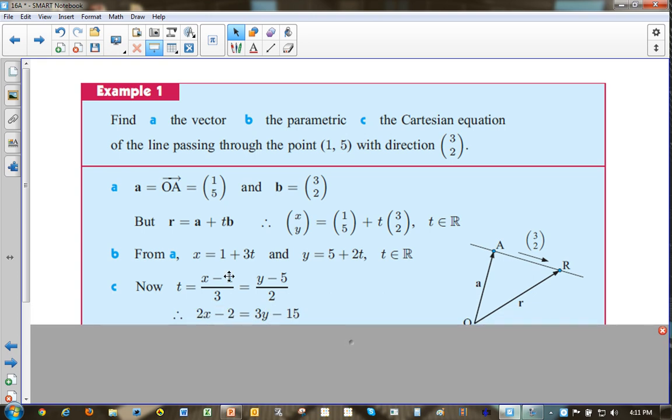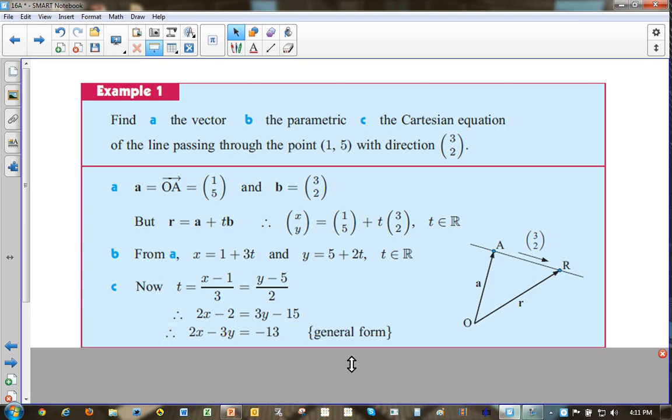And I can cross multiply those. 2x minus 2 is equal to 3y minus 15. And if I solve it even further, 2x minus 3y is equal to negative 13. So that would be the Cartesian equation of that line in what we normally call standard form.